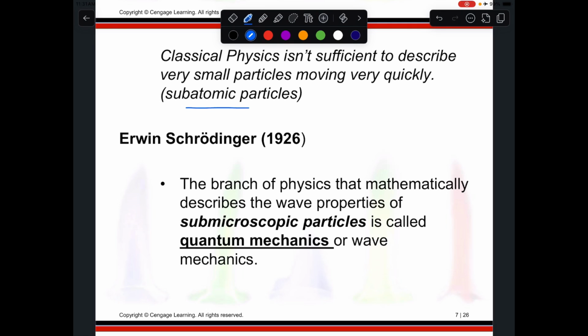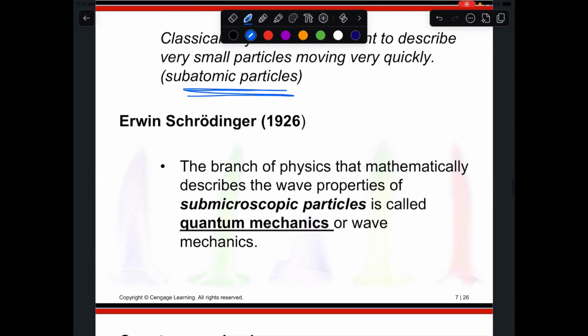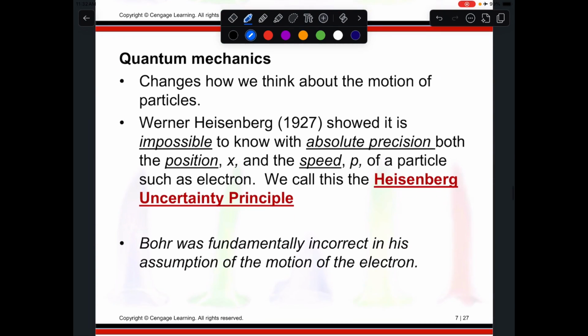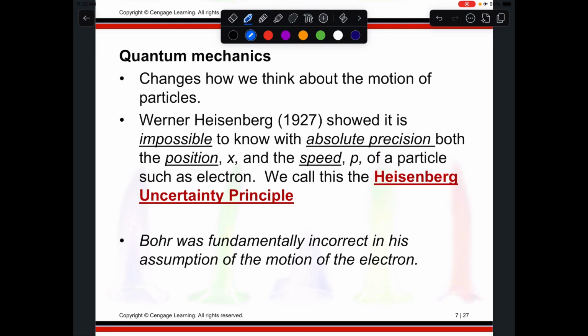Now, classical physics wasn't sufficient to describe very, very small particles. We call those subatomic particles, and subatomic particles are protons, neutrons, and electrons. So therefore, we have Mr. Schrödinger, and you may have heard of him, of course, with Schrödinger's cat. This is a branch of physics that mathematically describes the wave properties of very, very small subatomic particles, and it is a whole branch of science called quantum mechanics. This is still being studied to this day, and we're learning so much more about the properties of these waves of very tiny particles. Quantum mechanics changes how we actually think about the motion of particles.